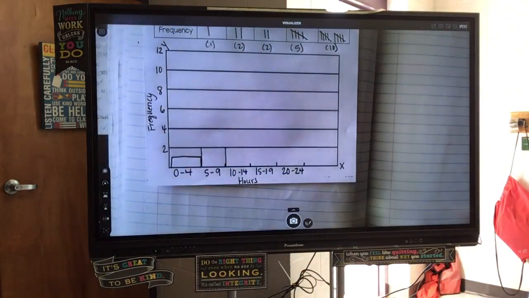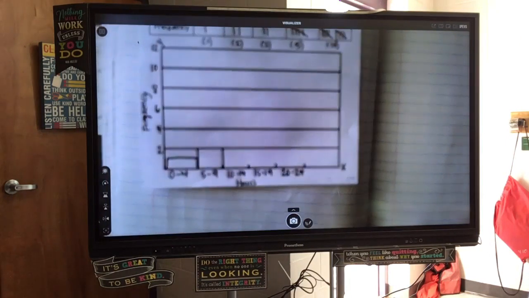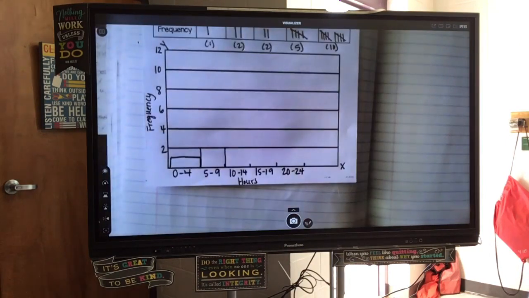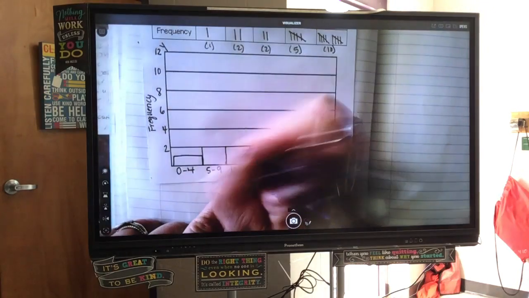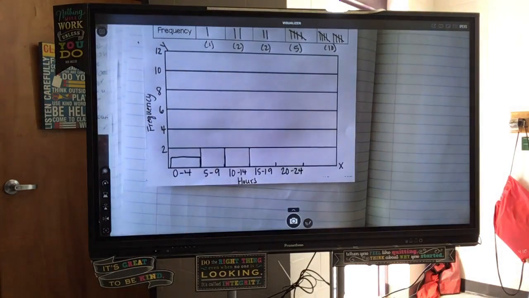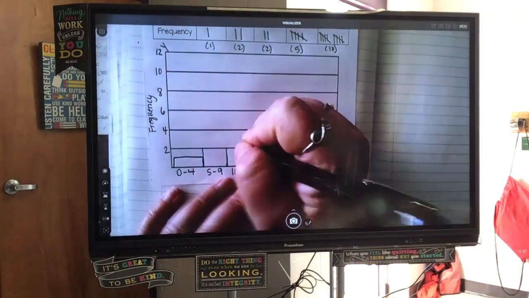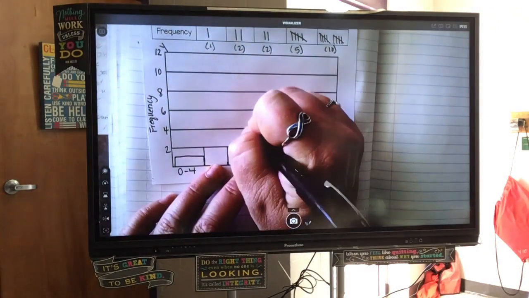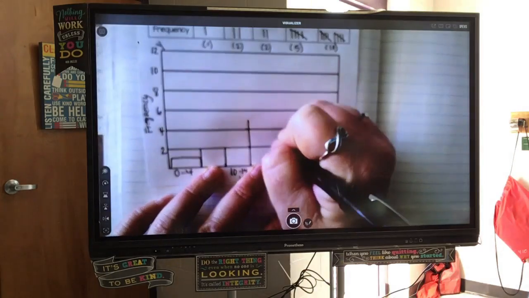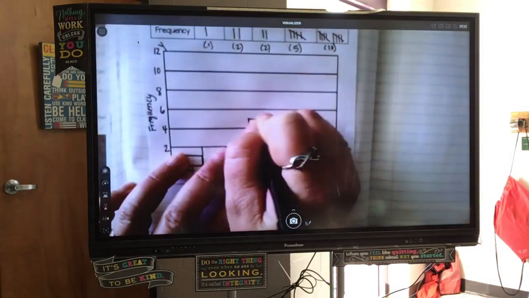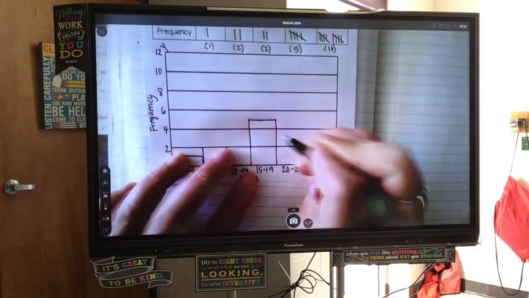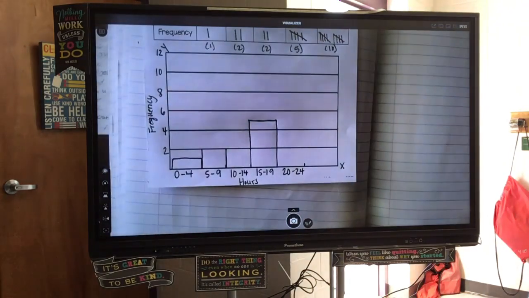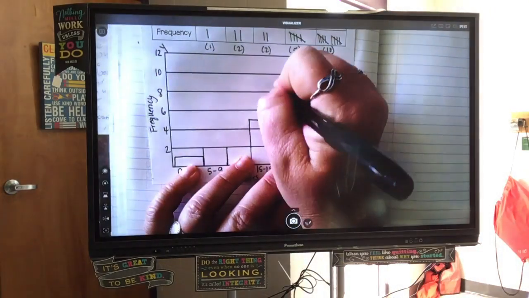Alright, what about the frequency for 10 to 14? 2. So really, we just have to extend that line. All right, what about 15 to 19? How many do we have there? Emma? 5. We have 5, so that's gonna fall between 4 and 6. Okay, and then the last one, 20 to 24. 10. 10, so that one's gonna go all the way up here.